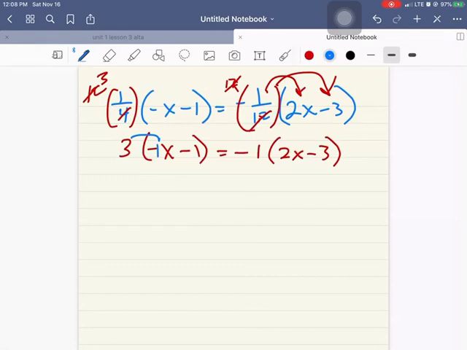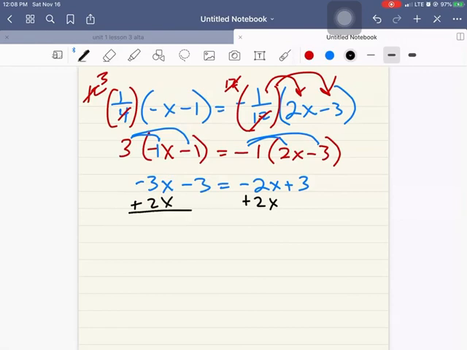This is a positive 3 times a negative 1, positive 3 times a negative 1, negative 1 times a 2x, oops, forgot my x, negative 1 times a negative 3, plus 3. Okay, and then I want to move this variable term back over here. And that means this one's going this way. So this is just going to be a negative x equals a 6.